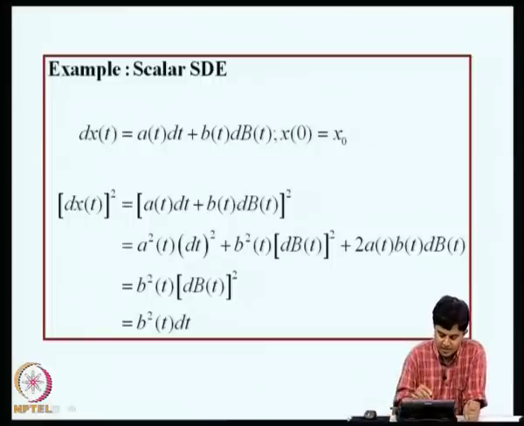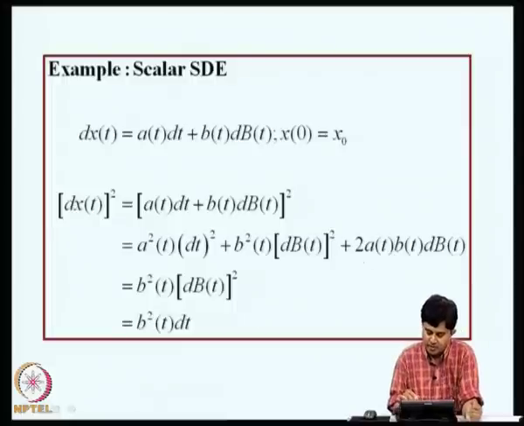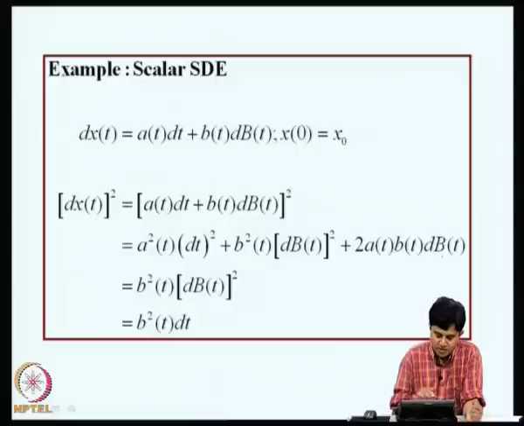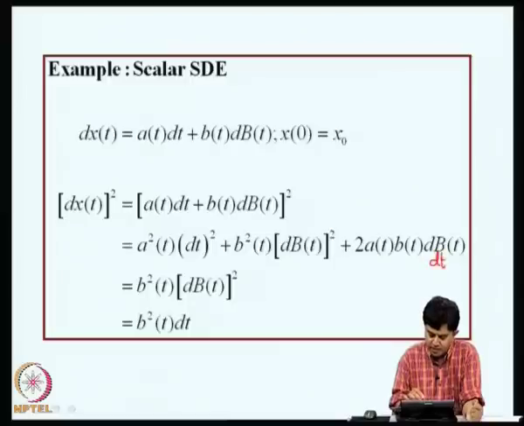Let us consider a scalar stochastic differential equation, dx of t equals a of t dt plus b of t dB of t, and x of 0 is x naught. Now, if I square it, dx of t whole square, I get a dt plus b dB t whole square. This is a square dt square plus b square dB t whole square plus 2 ab dB t dt. Now, we follow the rules, dt square is 0, dB of t whole square is dt and dB t into dt is 0. So, I get b square of t into dt.